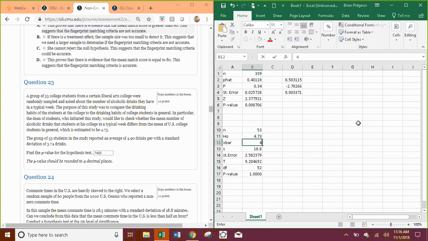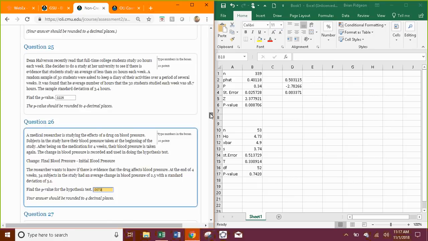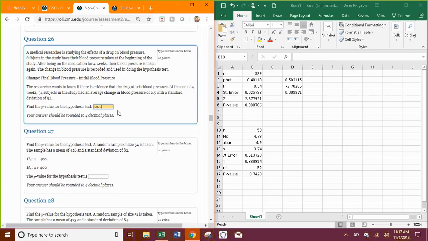N is 53. H0 is 4.73. X bar is 4.90. S is 3.74. And we want in our test, differs. So T is dot 2T.